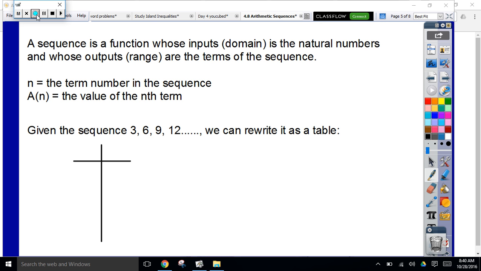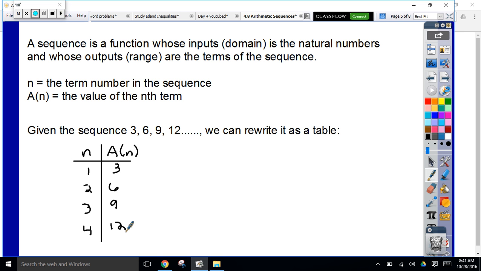Some notation that we use when we're dealing with sequences: n stands for the term number. A of n stands for the value of the nth term. So instead of x and y, like we had in our table before, we're still doing the same thing. We just have a different notation. We're going to have n and a of n. So given this sequence, 3, 6, 9, 12, we can rewrite it as a table, just like we did when we had ordered pairs. We're going to always start with 1, 2, 3, write as many numbers as we have terms in the sequence, and then the actual terms get written over here as the y values.